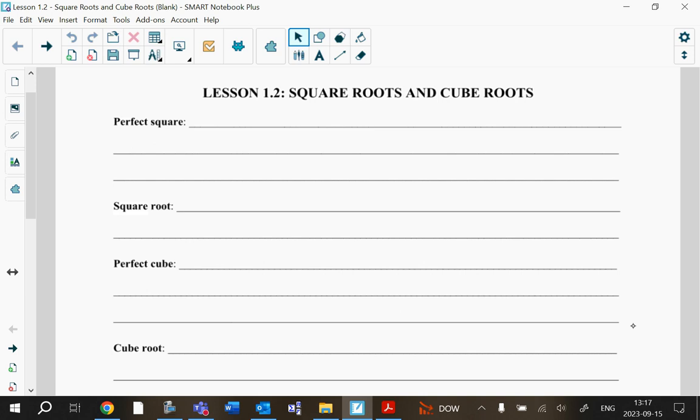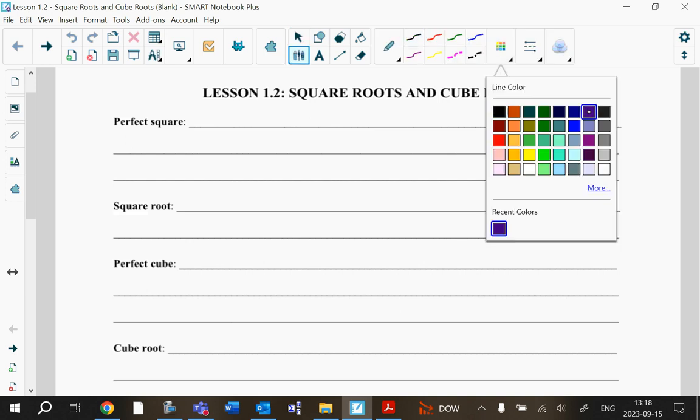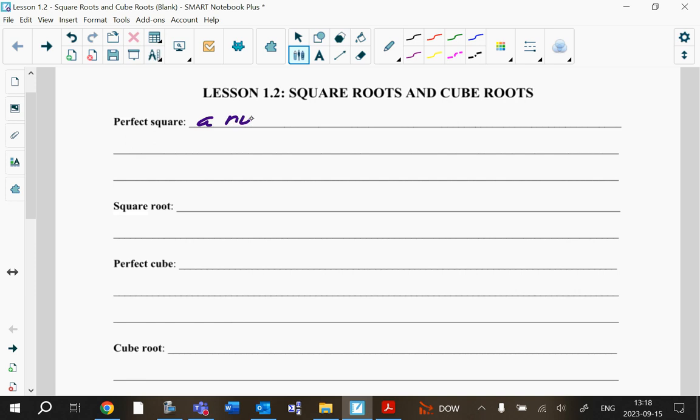What's that? Okay, which one's the perfect square? The answer, right? Yeah, so a perfect square is a number that can be written as another number times itself.